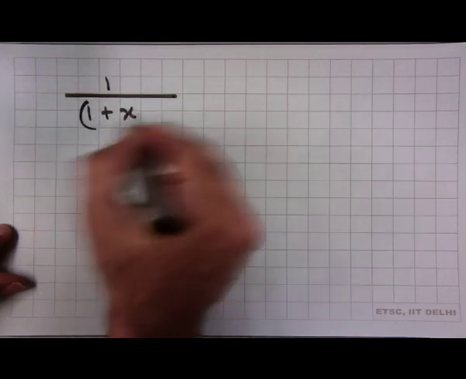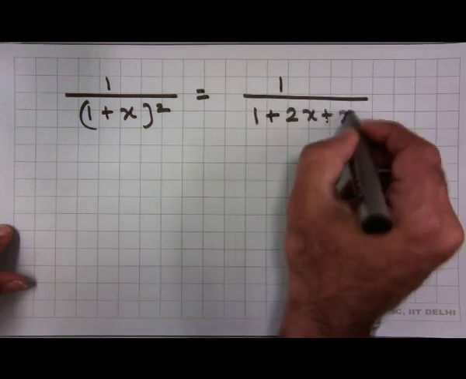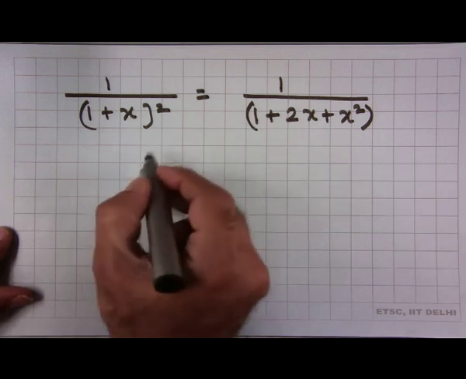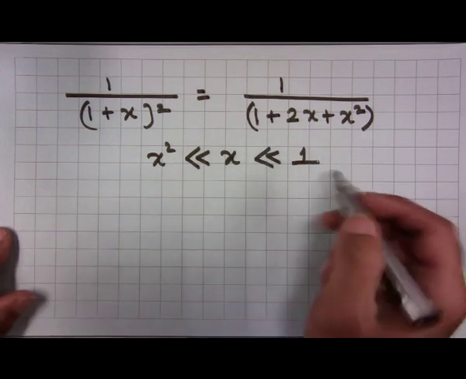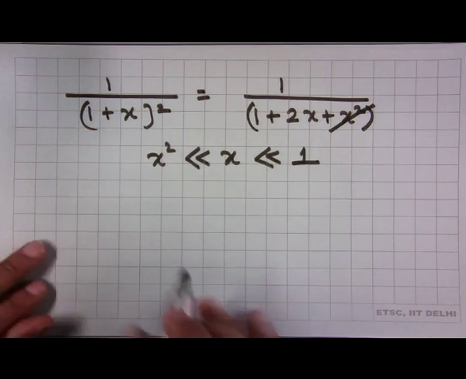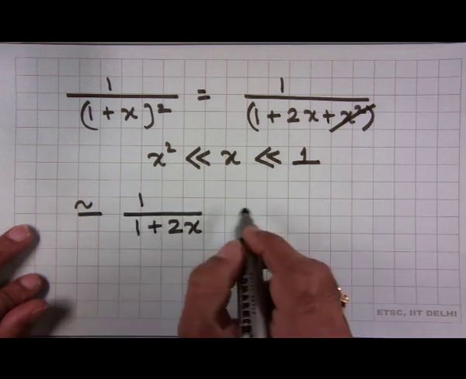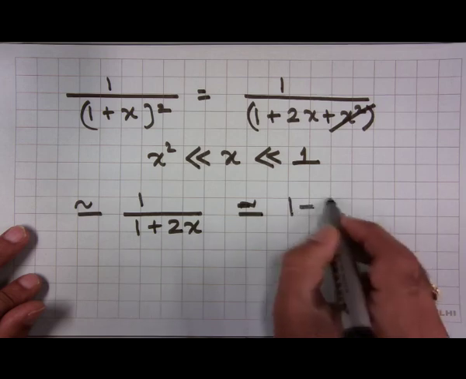So let me open up that expression and see what it is. So I have 1 plus x whole square, which is equal to 1 plus 2x plus x squared. That is what I have. As I told you, I have x squared much, much less than x, much, much less than 1. Therefore, if I am interested in the leading order contribution, I can drop this term. So once I drop this term, this will be approximately equal to 1 over 1 plus 2x, and your binomial expansion essentially gives me that this is approximately equal to 1 minus 2x.